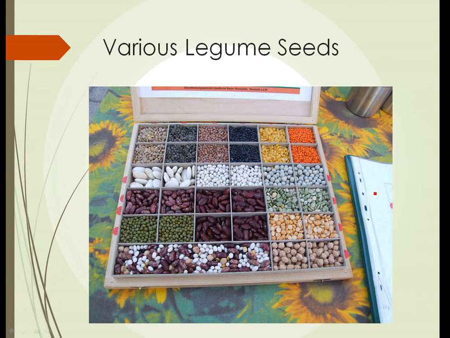Here we can see a collection of various legume seeds, and you can see they come in a huge range of sizes and colors, from quite small here to quite large, colors from white to purple, green, orange. However, if you look at the fruit that all of these came from, it would be a pod with a single row of seeds.